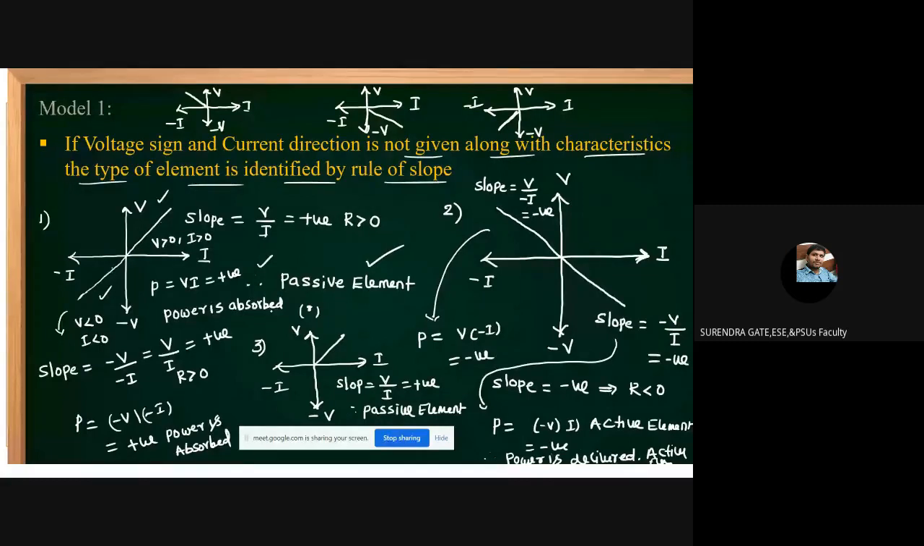That statement you can write slowly. If the characteristics are in the first and third quadrant, the element is passive. And if the characteristics are in the second and fourth quadrant, the element is active. Okay, this is the first model of problems based on active and passive elements.